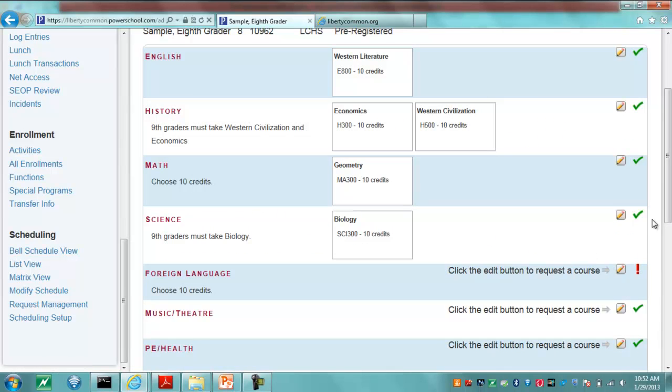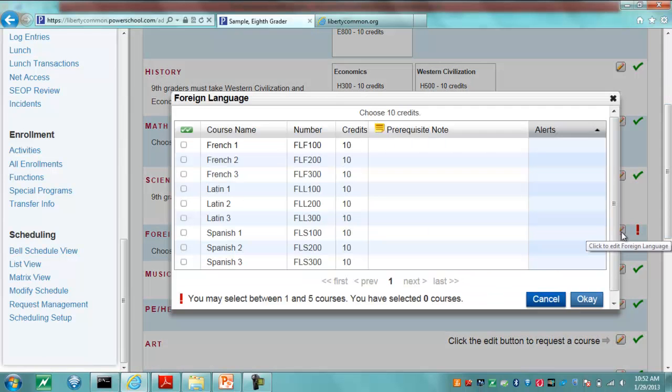And then for foreign language, every 9th grader does have to take a foreign language. You can continue on with a language that you started in 8th grade, or you can start a new language. That would be up to you. You do have to get 3 years of a foreign language completed during your high school career.